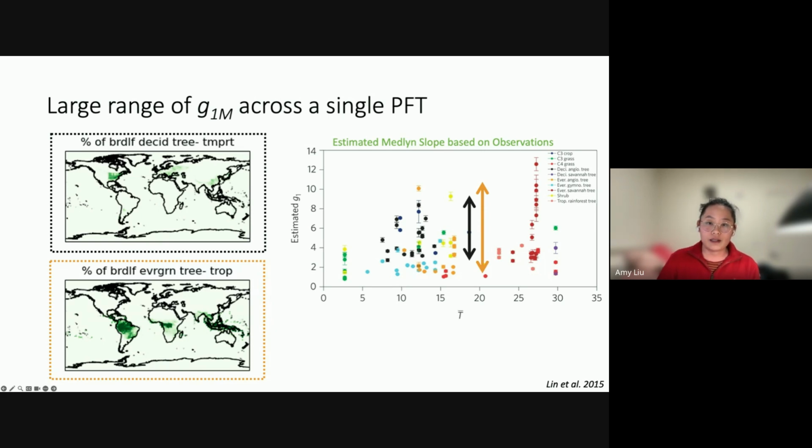And these two examples show that for each plant group, there is a large distribution of values, but we're assigning a single value for these PFTs or for these plants that are in different locations around the world. And with our work, we want to test the implications of that. So we'll be perturbing values within the ranges of these arrows.